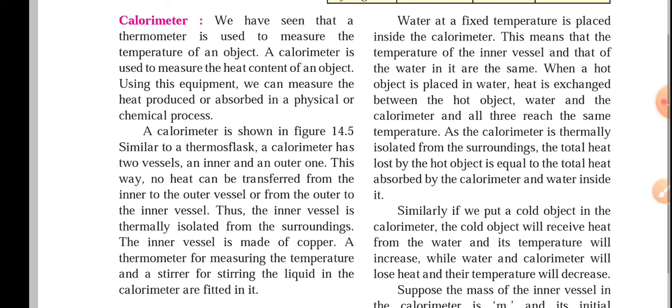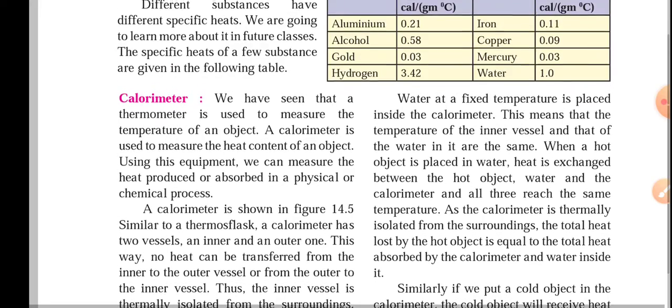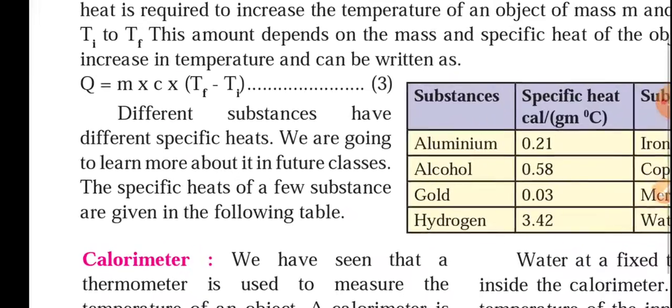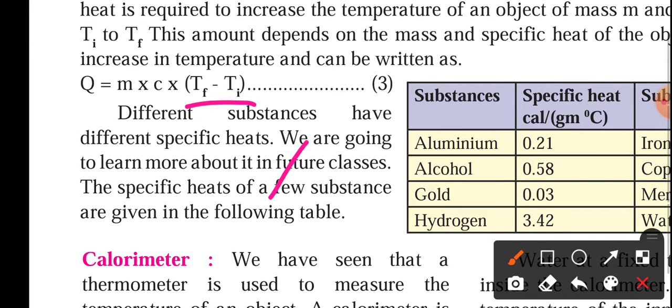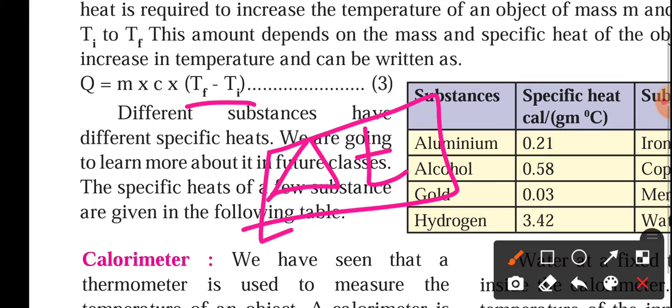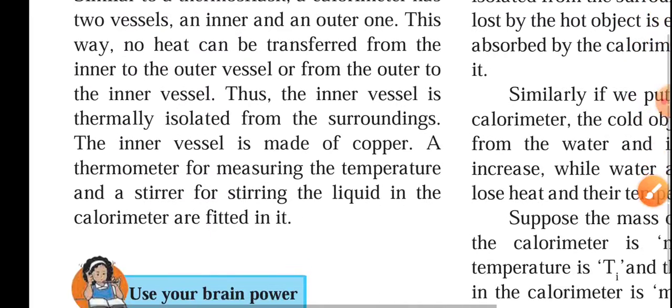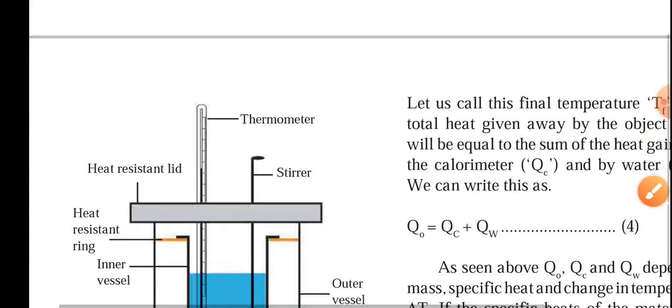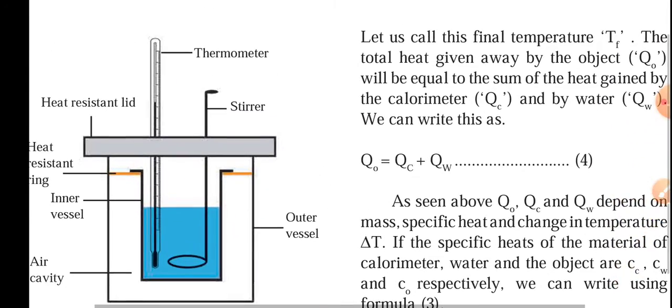And we are using the same formula, that is Q is equal to M into C into delta T. Instead of writing this Tf minus Ti, we are writing delta T also. This is also okay, meaning the change in the temperature. It can be positive, it can be negative.